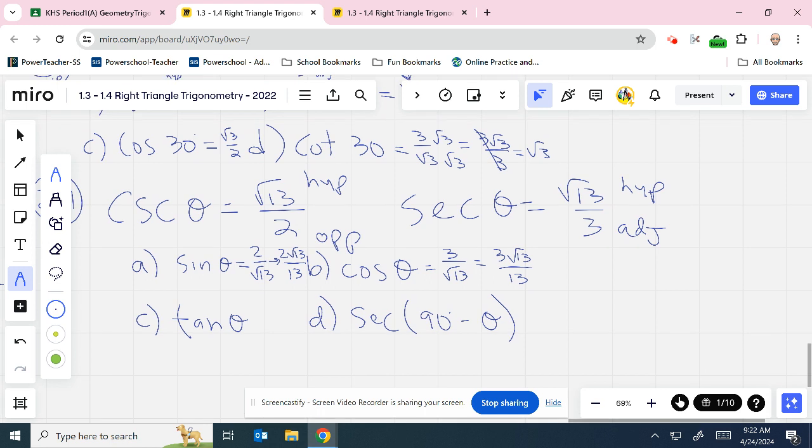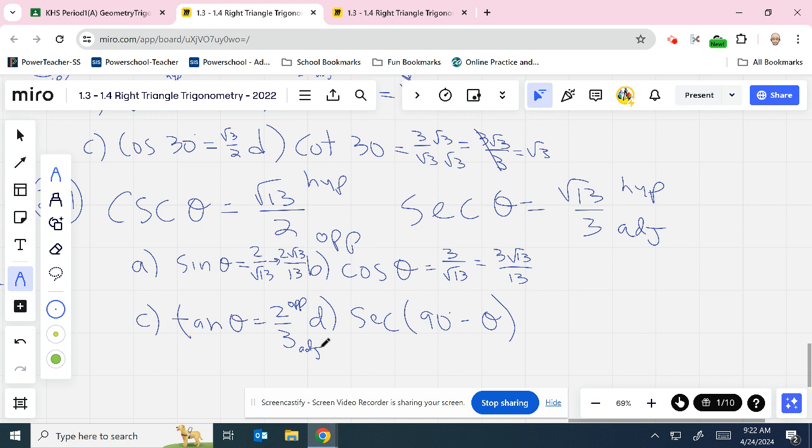Tangent would be TOA, T-O-A. O is 2 and A is 3, so it would just simply be 2/3. That's the opposite over the adjacent. That's TOA. They gave us the opposite of 2, they gave us the adjacent of 3, so we can just make a fraction out of it.